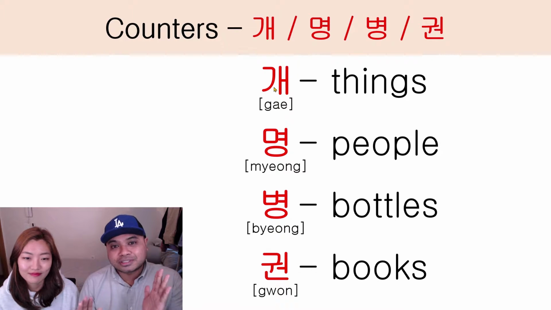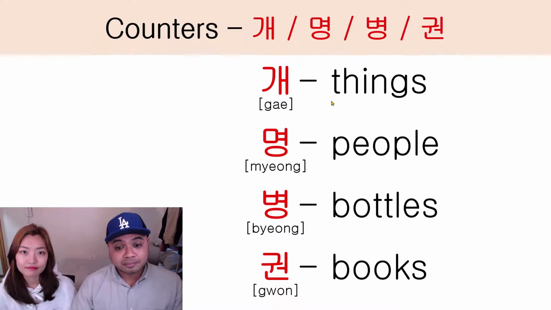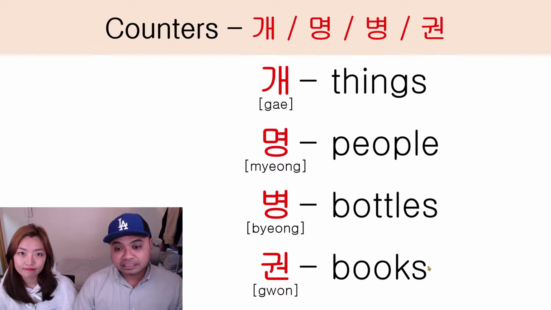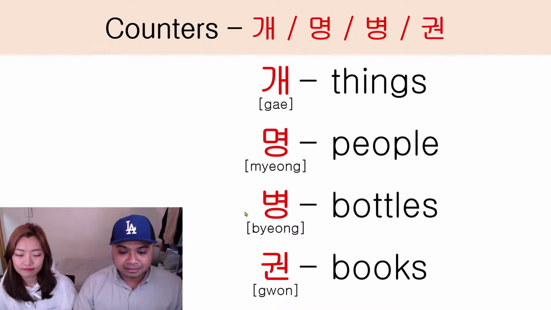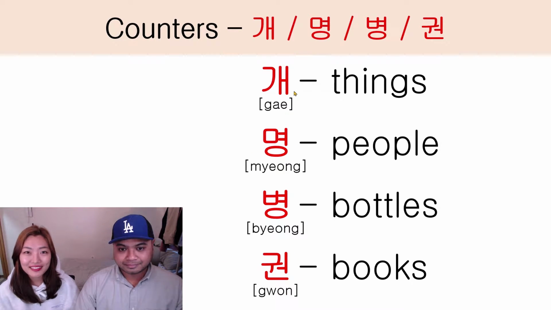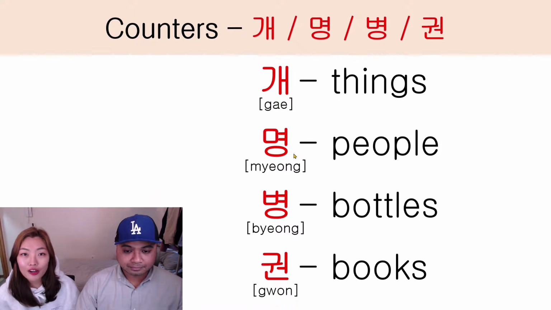개 is like the most common one. You can use this for almost anything. But you cannot use this when you're counting people, counting bottles, or counting books. These are also very, very common, so you cannot use 개 when you're trying to count people or count bottles. You have to use these counters instead. 명, 병, and 권, okay? 개, 명, 병, 권.